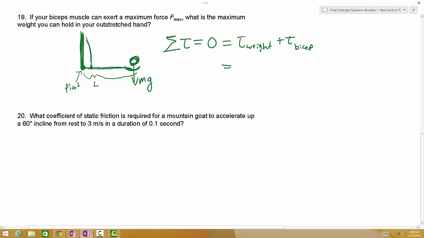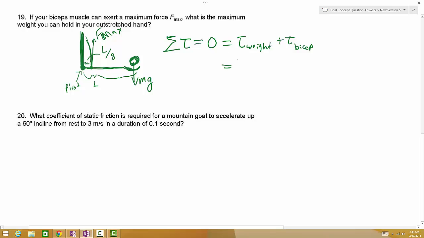So let's say this is L, and let's say that the length here is L over 8 or something like that. And let's say that we also don't know the force of the bicep. It's what we're calling the max force, F max. So we do know we have F max.